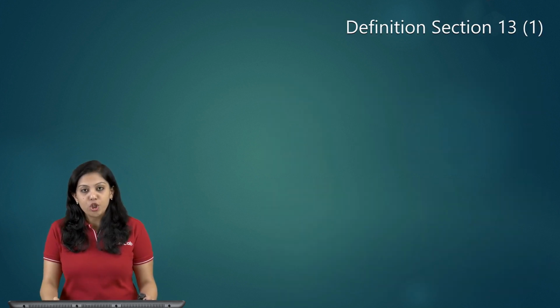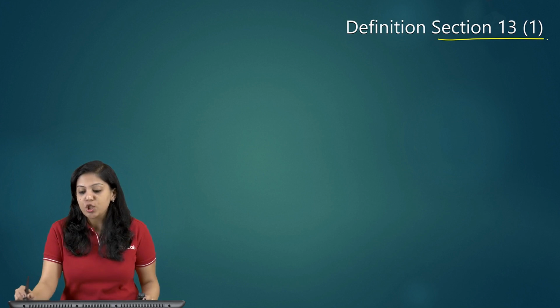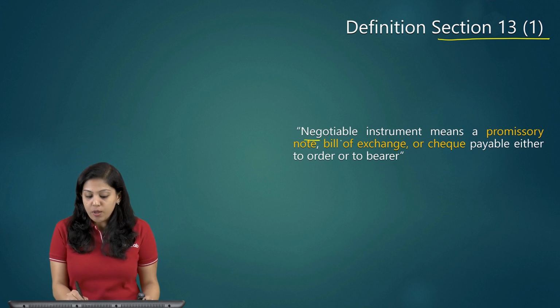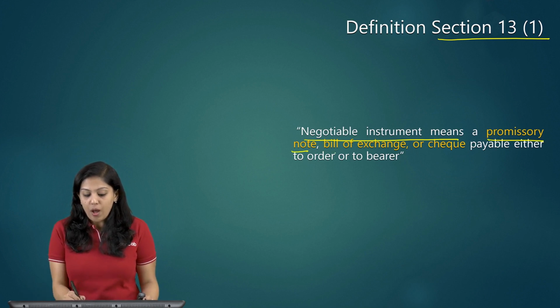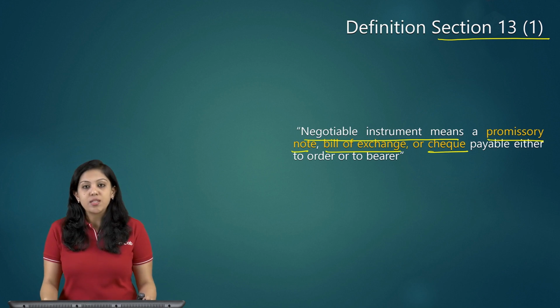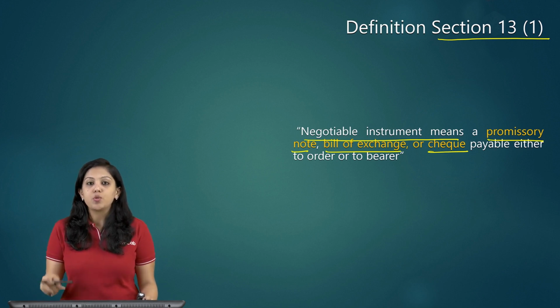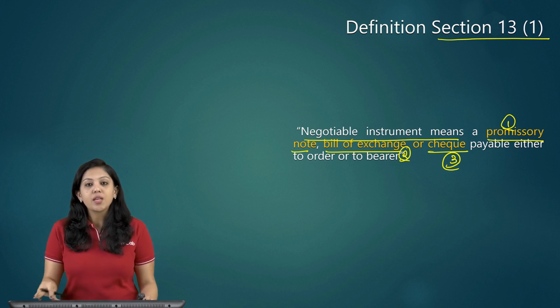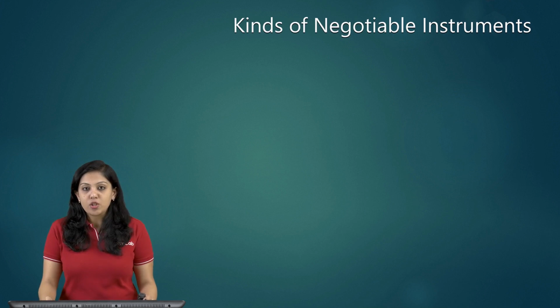Now let's go to the definition of negotiable instrument, which is specified in section 13 subsection 1 of the Negotiable Instruments Act 1881. It says negotiable instrument means a promissory note, a bill of exchange, or a check. So as I said, there are three kinds of negotiable instruments which are recognized under this act, which are nothing but promissory note is 1, bills of exchange is 2, and check is 3. So all these are instruments whereby a right is transferred from one person to other. What is this right? This right is nothing but to receive money from the person who is obligated to make payment.